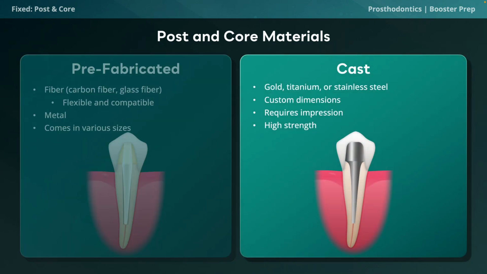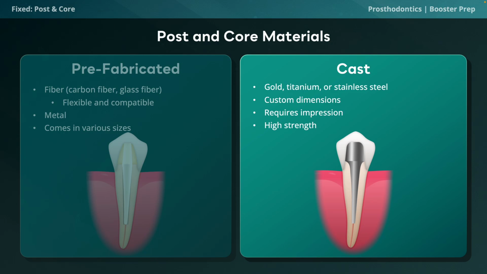On the other hand, we have cast posts, which are custom made from materials like gold, titanium, or stainless steel. These posts are fabricated to fit the exact dimensions of the prepared canal, meaning an impression is necessary. Cast posts are known for their high strength, which is particularly beneficial in situations where the tooth needs significant reinforcement.